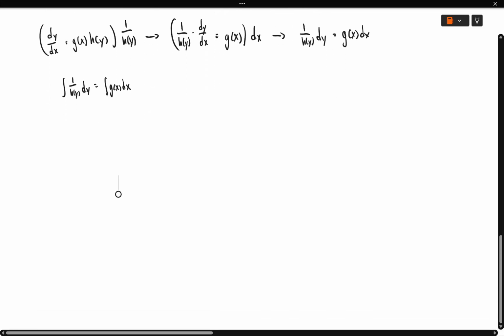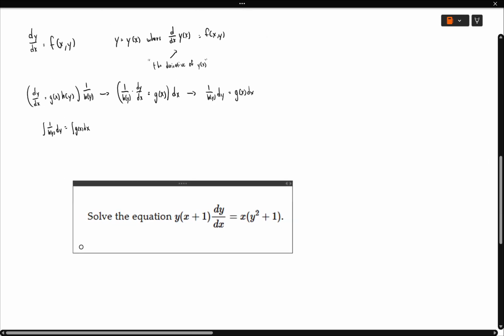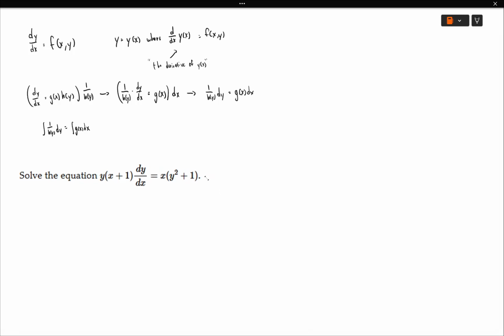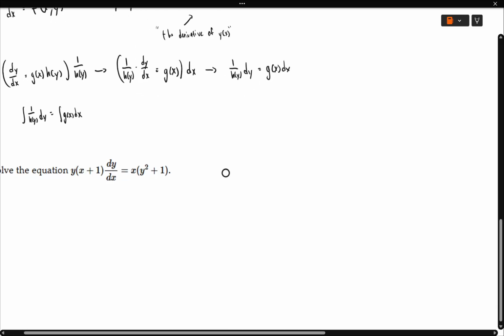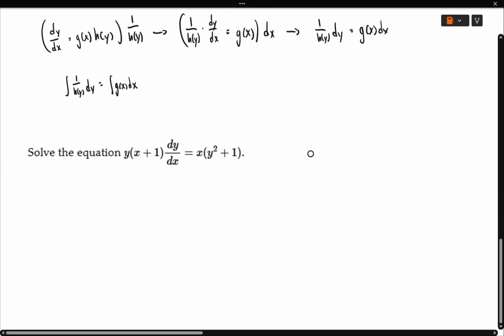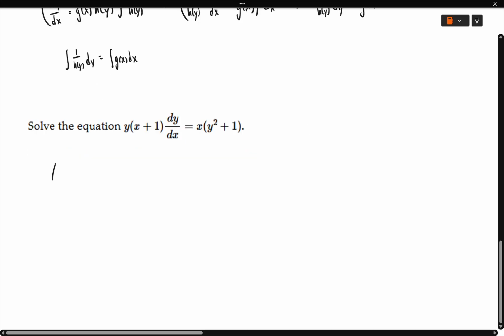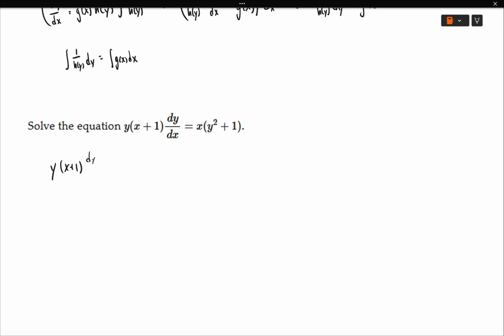So let's say we have this example. Solve the equation y times (x plus 1) dy/dx equals x times (y squared plus 1). To solve this, we want to get all the y's on the left side and all the x's on the right side. So we have y times (x plus 1) dy/dx equals x times (y squared plus 1).